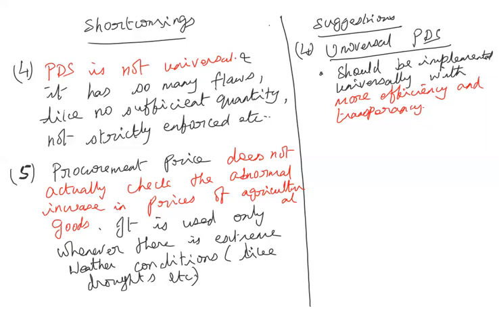Okay, so these are all the shortcomings and suggestions for the agricultural price policy, and both the shortcomings and suggestions are important for your 5 marks questions from the board exam point of view. So this is about the agricultural pricing policy in our country.